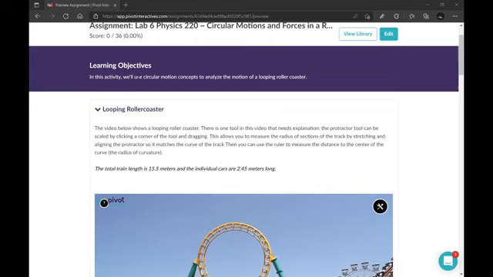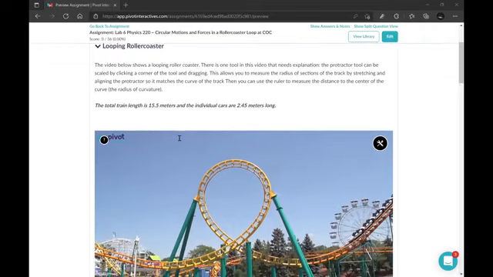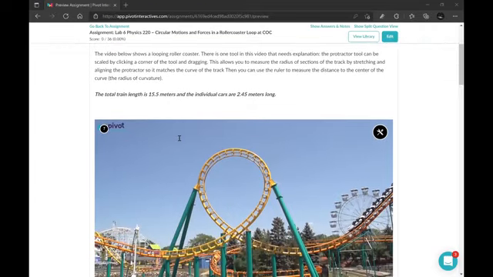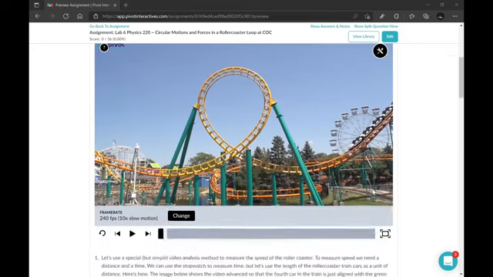You can see the learning objective is to use the circular motion concept to analyze the motion of a looping roller coaster. The video below shows a looping roller coaster. There's one tool in this video that needs explanation: the protractor tool can be scaled by clicking a corner of the tool. I'll show you that. Let's look at the motion first.